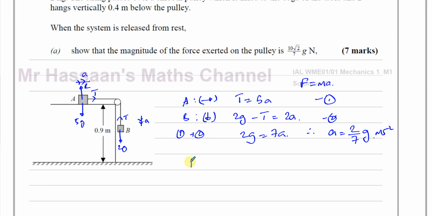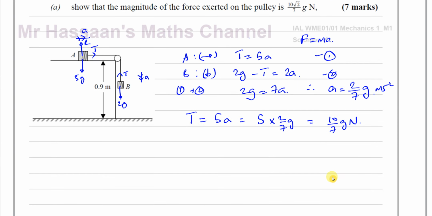Now I need to find the tension, and we know that the tension is equal to 5 times A. So we've just found what A is. So the tension is equal to 5 times 2 over 7 G, which is 10 over 7 G newtons. Now, that's not the magnitude of the force exerted on the pulley, because the pulley has a tension this way and a tension that way as well.